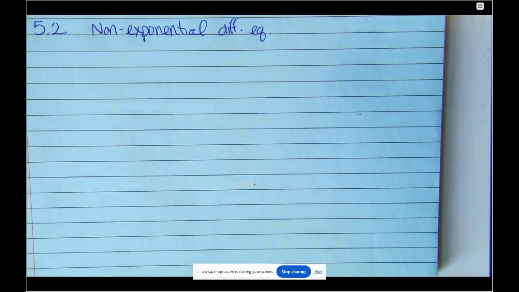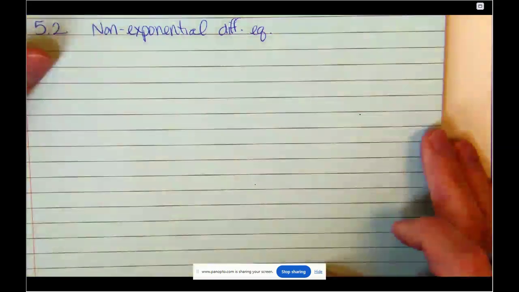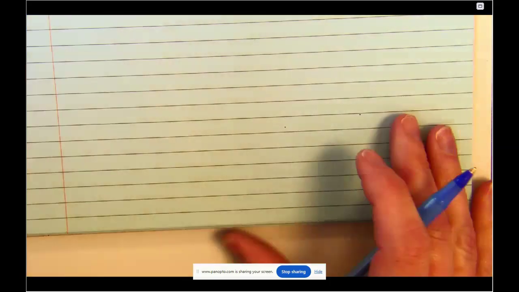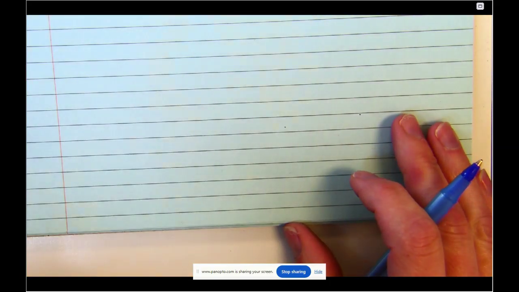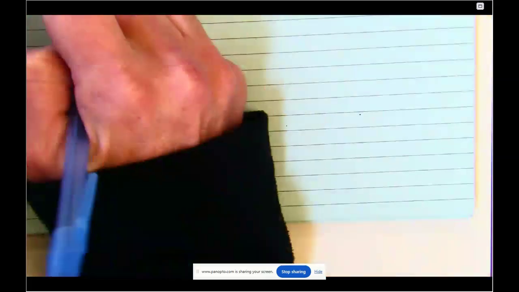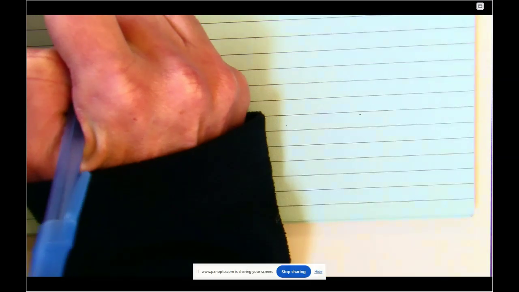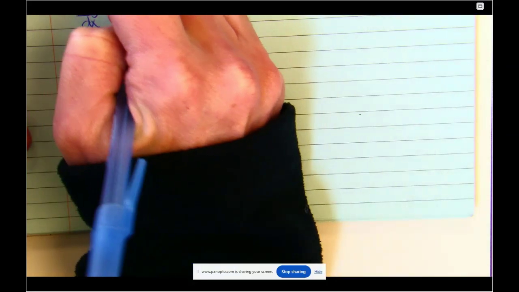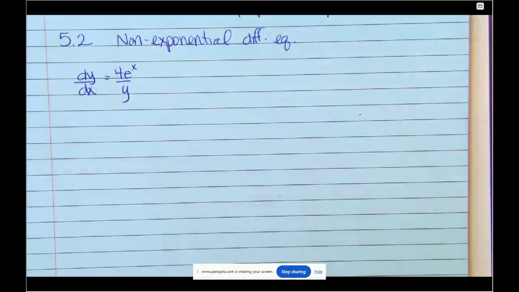This is going to be good. Okay, so let's try this guy. Okay, so let's say we're going to have dy dx equals 4e to the x over y.